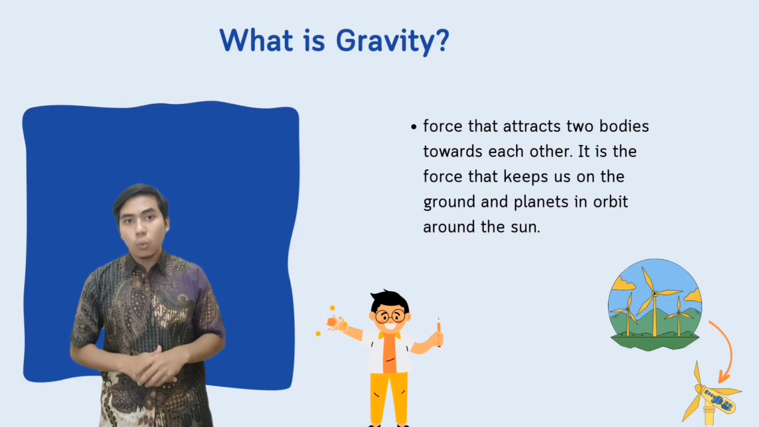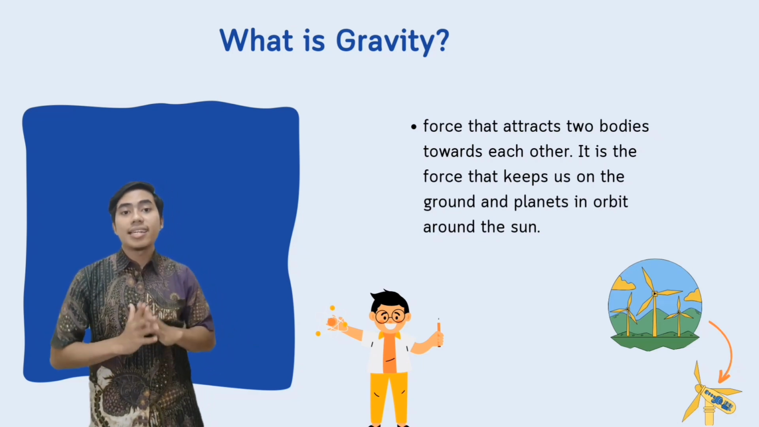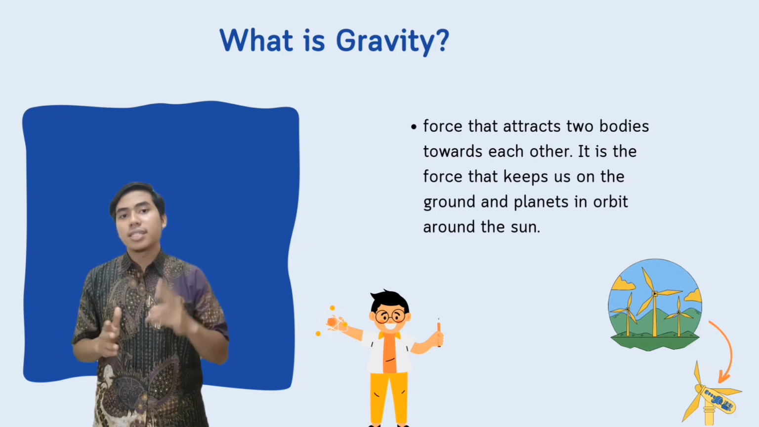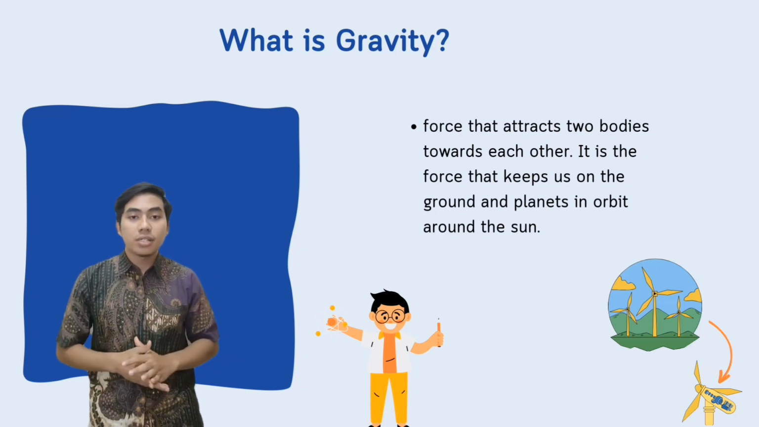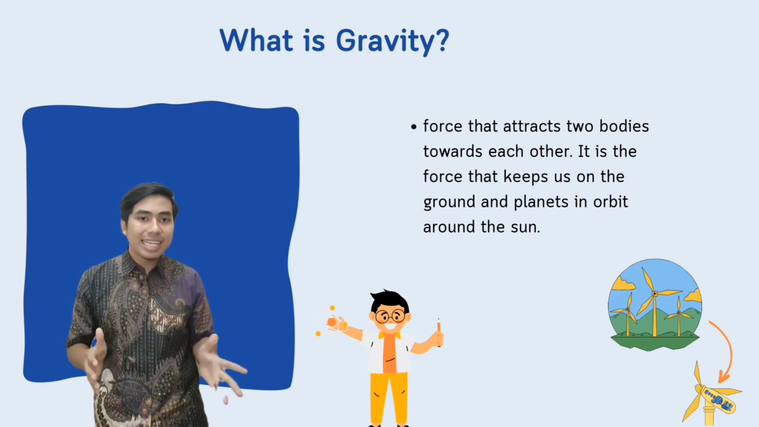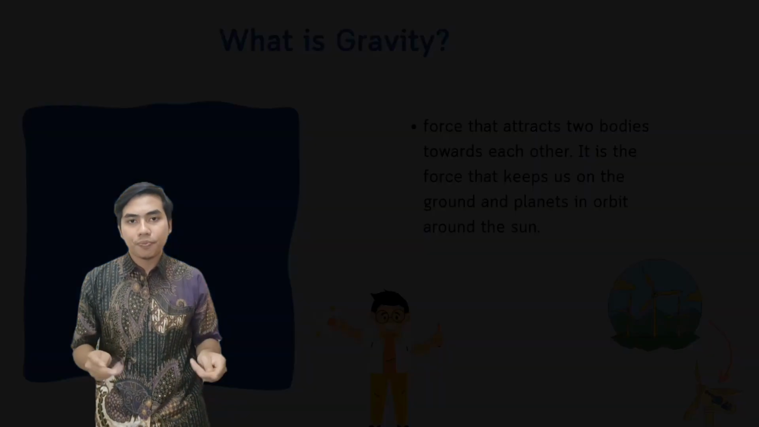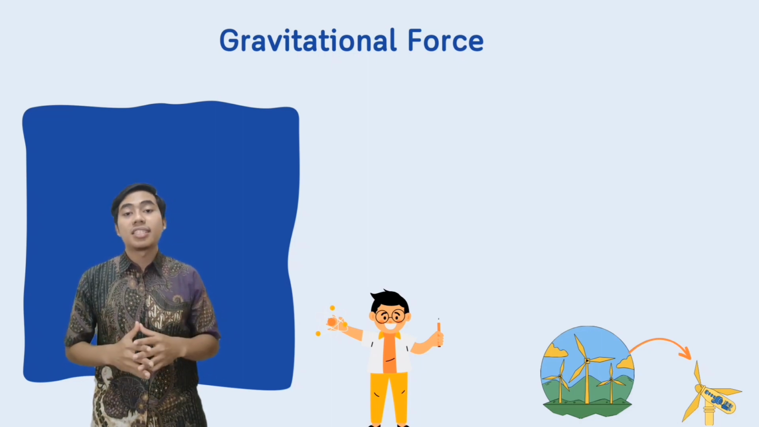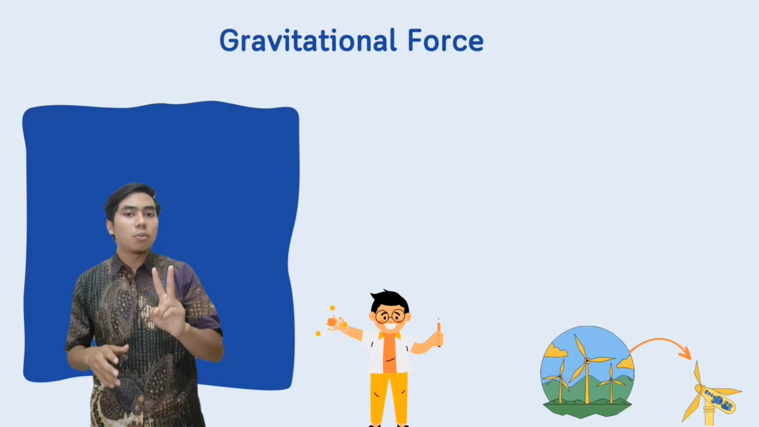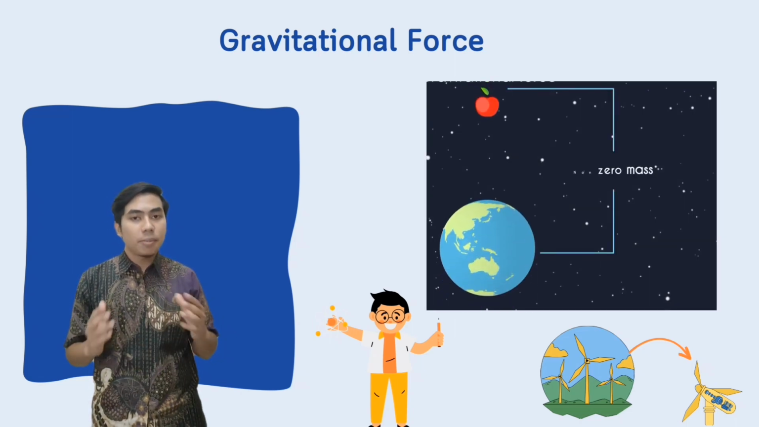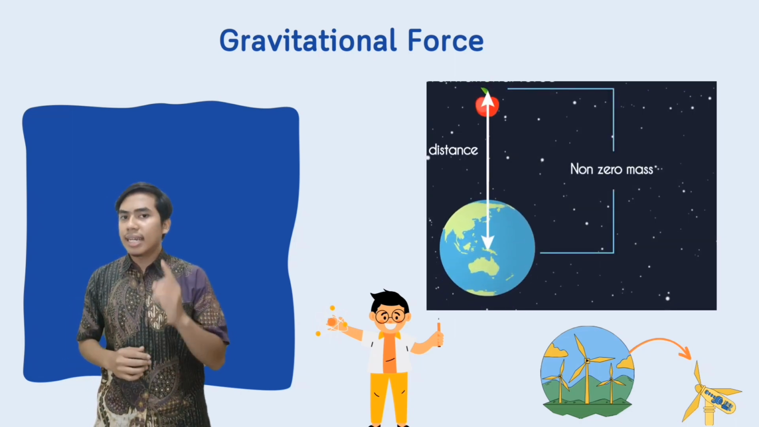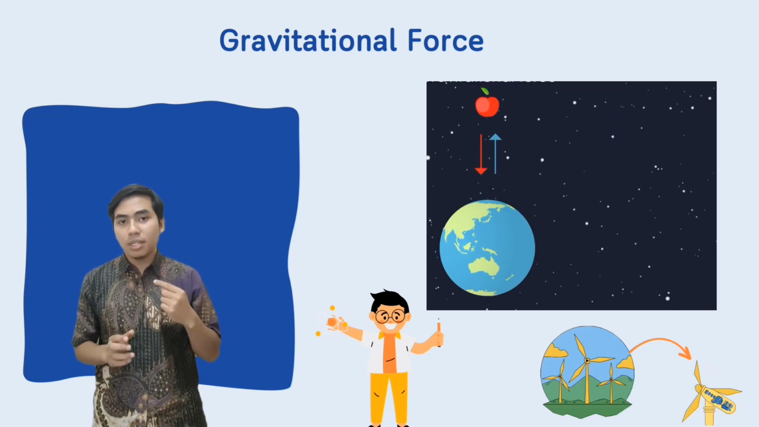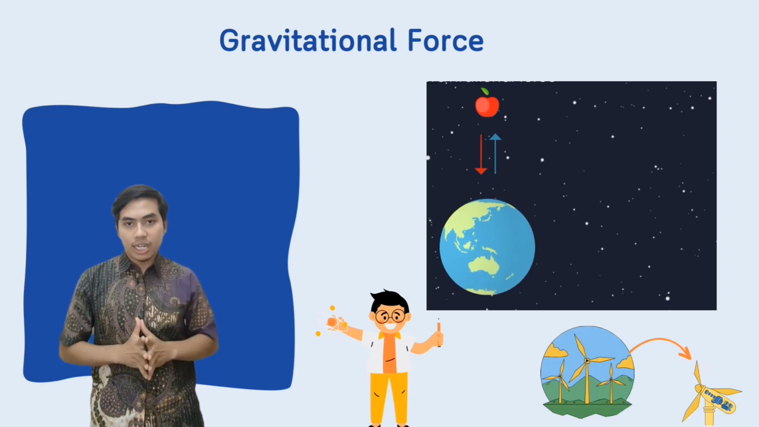So, from the video shown, what have you understood? First, let's explore what gravity is. Gravity is the force that attracts two bodies towards each other. It is the force that keeps us on the ground and our planets in orbit around the sun. From the video, we saw that the gravitational force is the attractive force between any two objects with non-zero mass separated by a distance. So, does the apple fall towards the earth, or does the earth move towards the apple, or both move toward each other?